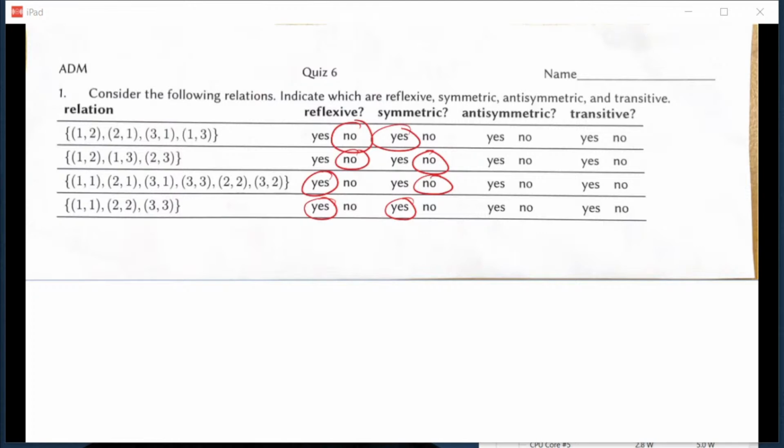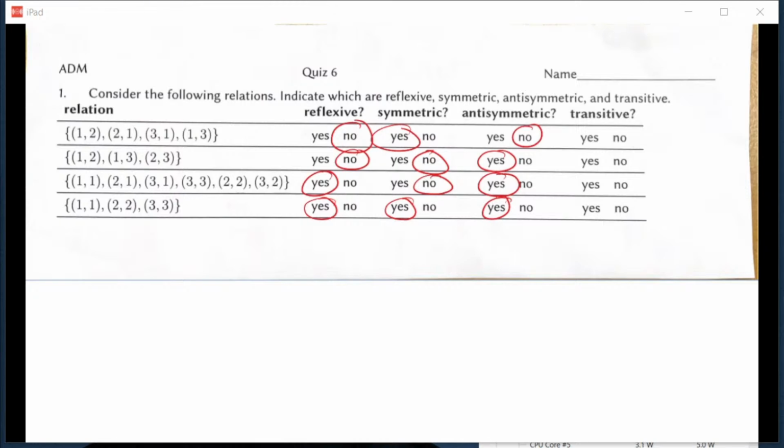So here, because the 1, 2 and the 2, 1 are both there, this can't be anti-symmetric, so that's a no. This one, though, is fine because there is no 2, 1, there is no 3, 1, and so on. So this one is yes, anti-symmetric. This next one is a yes, anti-symmetric. And oddly enough, that last one is anti-symmetric, kind of vacuously. I know that's ridiculous, but technically it is. It fits the definition. And then transitive.